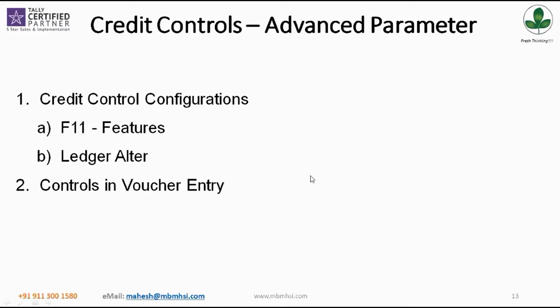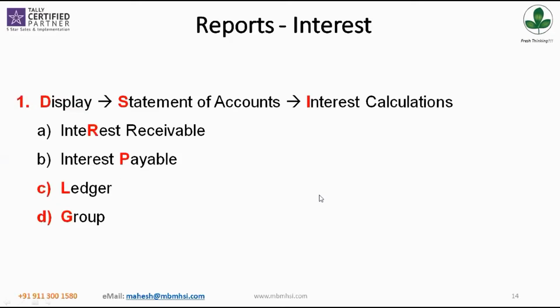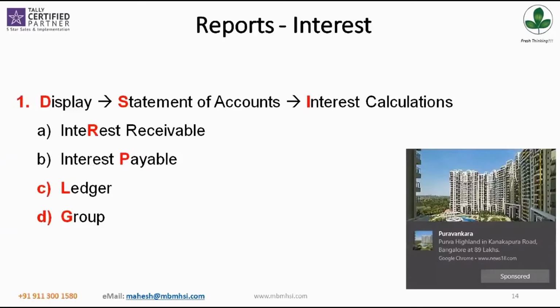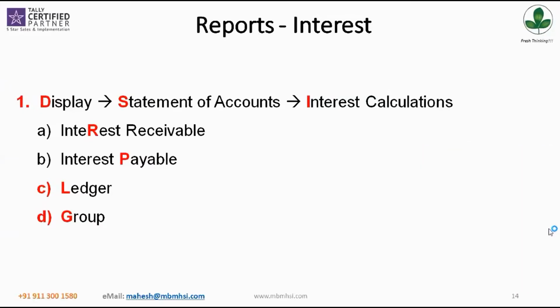The first thing, as usual, is to go to F11 and set the features. Then go to the ledger alteration screen and set that up. Then at the time of voucher entry, we need to look at how the voucher entry interface will be and what options you will get. Then you can look at the reports. The navigation for reports is Display, Statement of Accounts, Interest Calculation. You get all kinds of reports: only for receivables, only for payables, or for a specific ledger or a specific group. Is that clear? Let's move on to Tally.